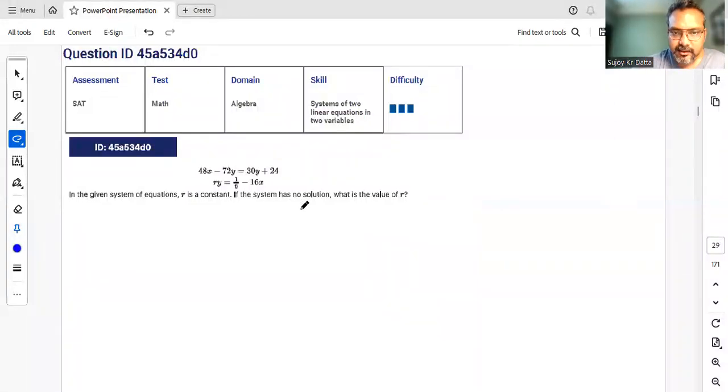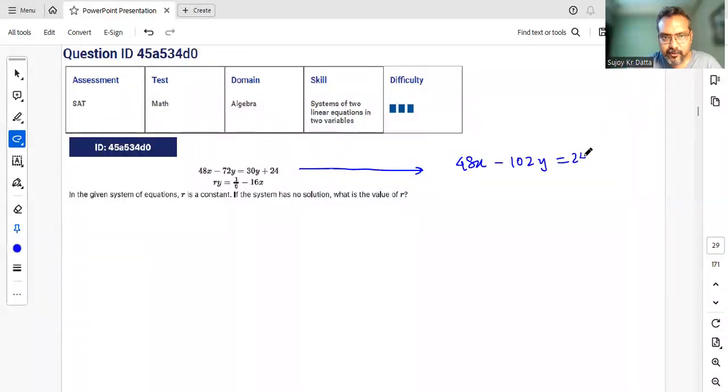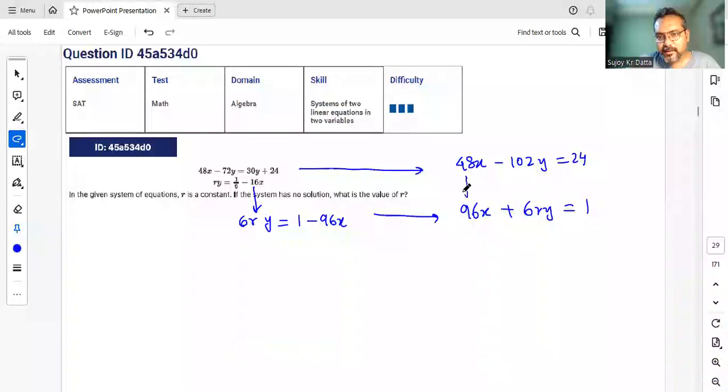Again, we have got those no solution type of question again. So the target is to simplify this quickly. So we get all the x's and y's on one side. So 48x minus 102y is 24. Multiply this with 6 so that you get rid of all those fractions here. So the first step would be to get 6ry equals 1 minus 96x. Now get all of them together. So 96x plus 6ry equals 1. No solution means this ratio and this ratio should be equal, but not here. So just equate, you should get the answer.